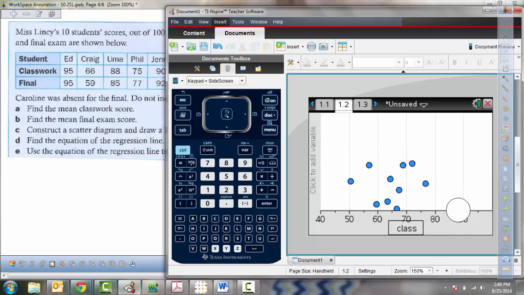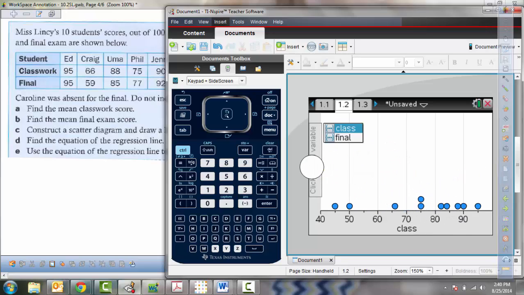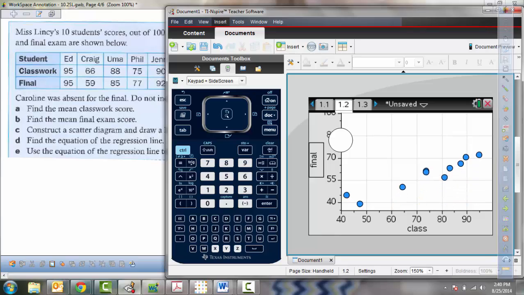I'm going to have my classwork be my independent variable, and my final exam score be my dependent variable. And you notice there is a moderate positive correlation here. Hovering my hand over, you can see that this is my average point. It's my x bar, y bar point.